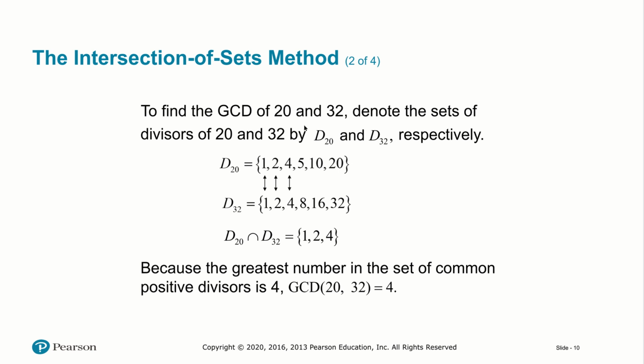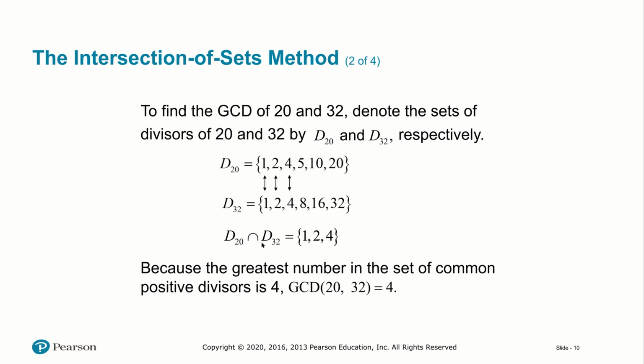Suppose here we want to find the GCD of 20 and 32, right? We denote the sets of divisors of 20 and 32 by D20 and D32 respectively, right? So notice for divisors of 20, we have 1, 2, 4, 5, 10, and 20. These are all the unique numbers that go into 20 perfectly, right? For 32, we have 1, 2, 4, 8, 16, and 32.